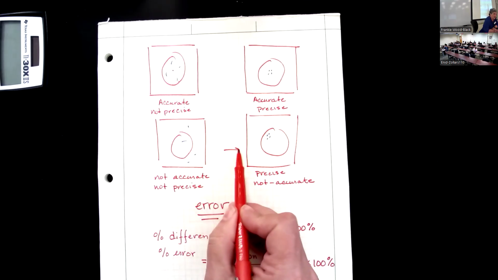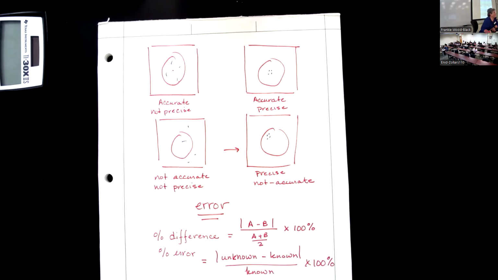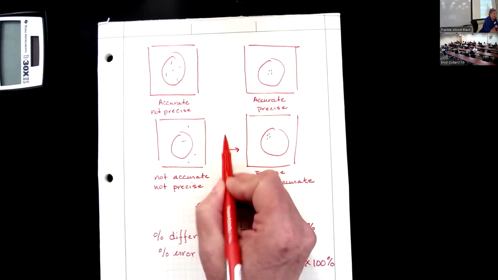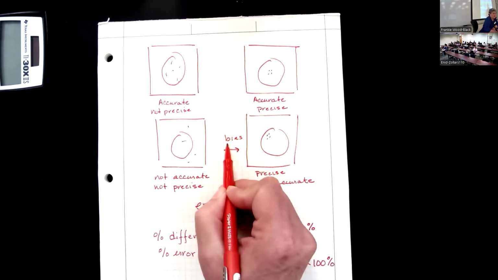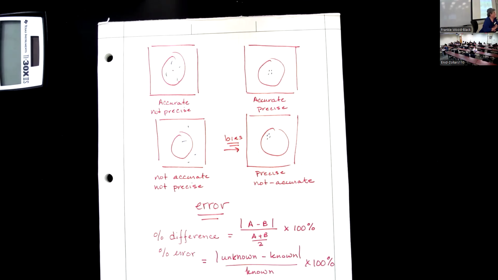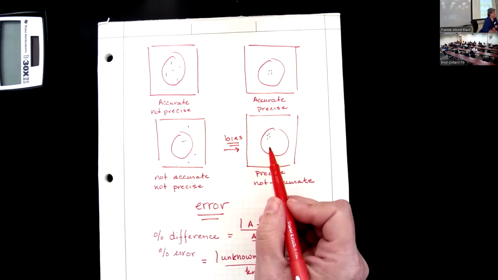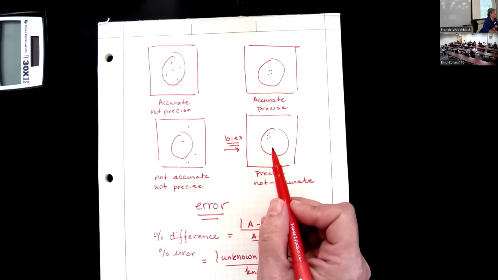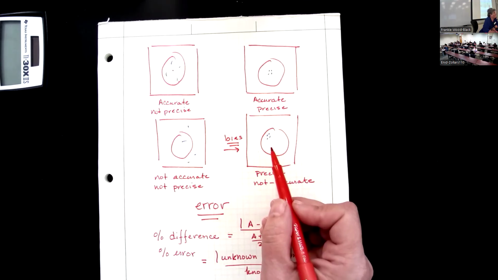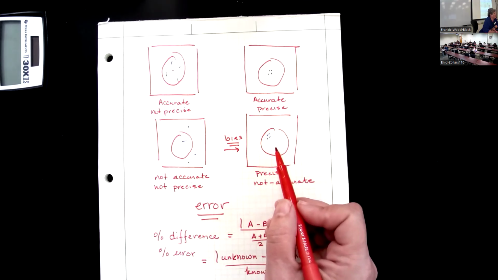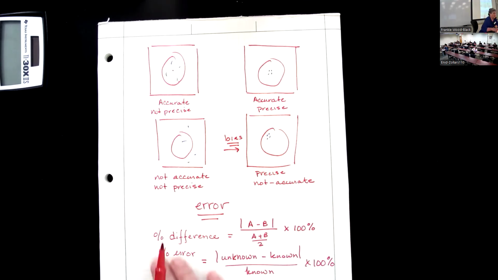This one here, I have a problem. This has got bias to it. Bias tells me my instrument worked pretty well because I got really good precision, but I didn't get the right answer. And there's a whole lot of reasons why I might not get the right answer. So let's look at the difference between bias and our precision.